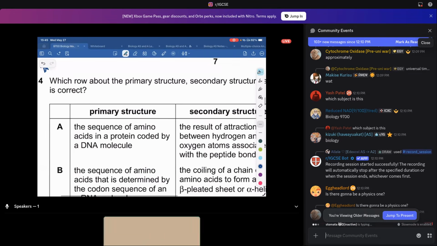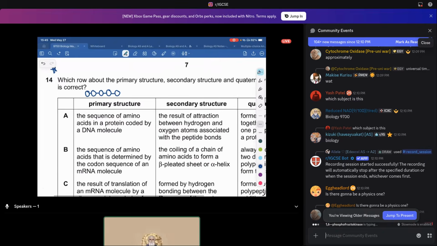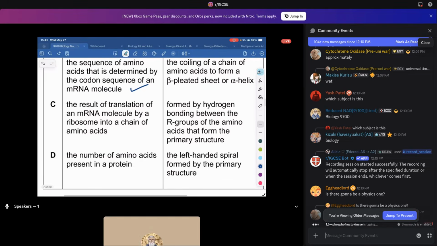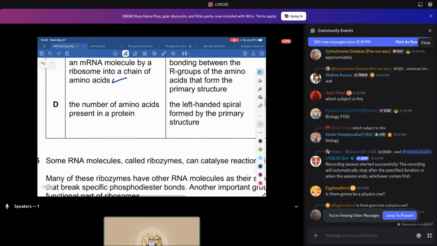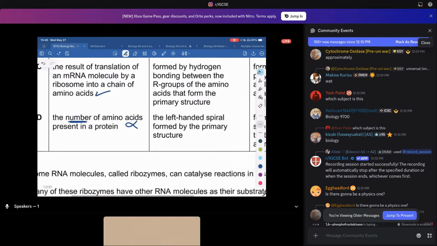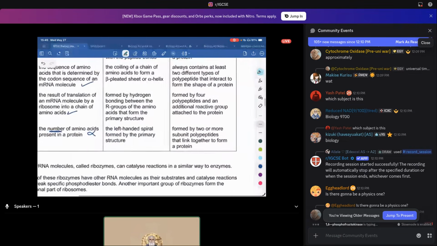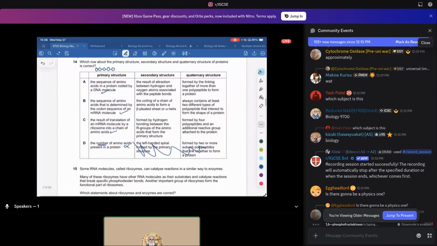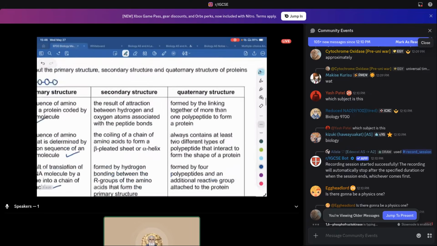So the primary structure is literally just the sequence of amino acids, the singular chain. So, the sequence of amino acids coded by a DNA molecule? Yes. The sequence of amino acids determined by the codons on an mRNA molecule? Yes. The result of translation? Yes. We know that the rough endoplasmic reticulum takes the primary structure and then folds it into the secondary structure. And then the number of amino acids? No. So we immediately eliminated D, so I'm not even going to look at these options. I'm going to read A, B, and C now.